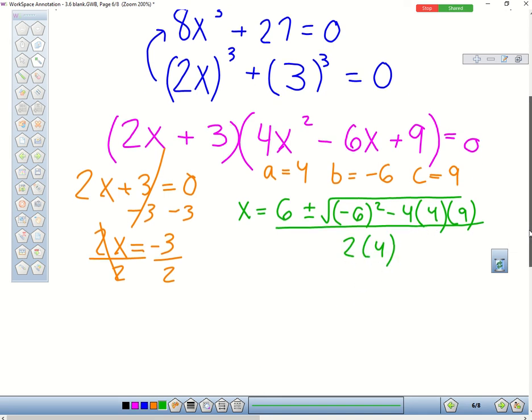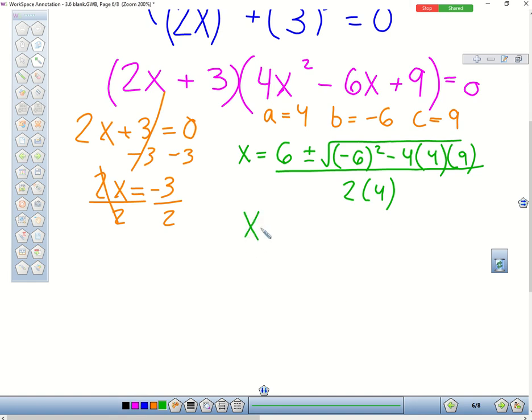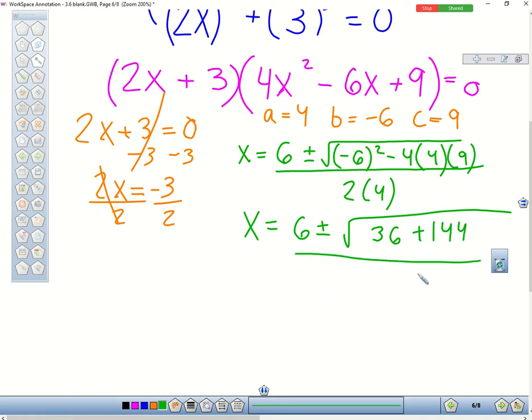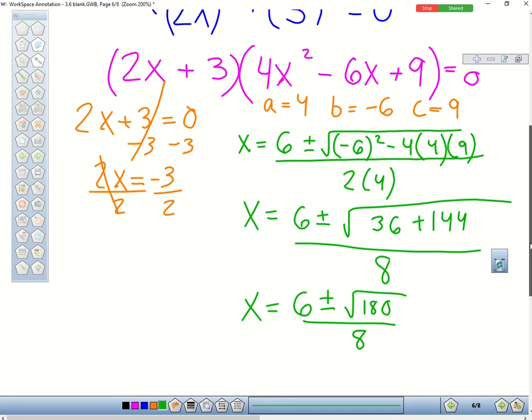Then you just simplify this. So this becomes x equals 6 plus or minus the square root of 36 plus whatever 36 times 4 is, 16 times 9, 144, all over 8. So this becomes x equals 6 plus or minus square root of 180 over 8. Now we need to see if we can simplify the square root of 180.